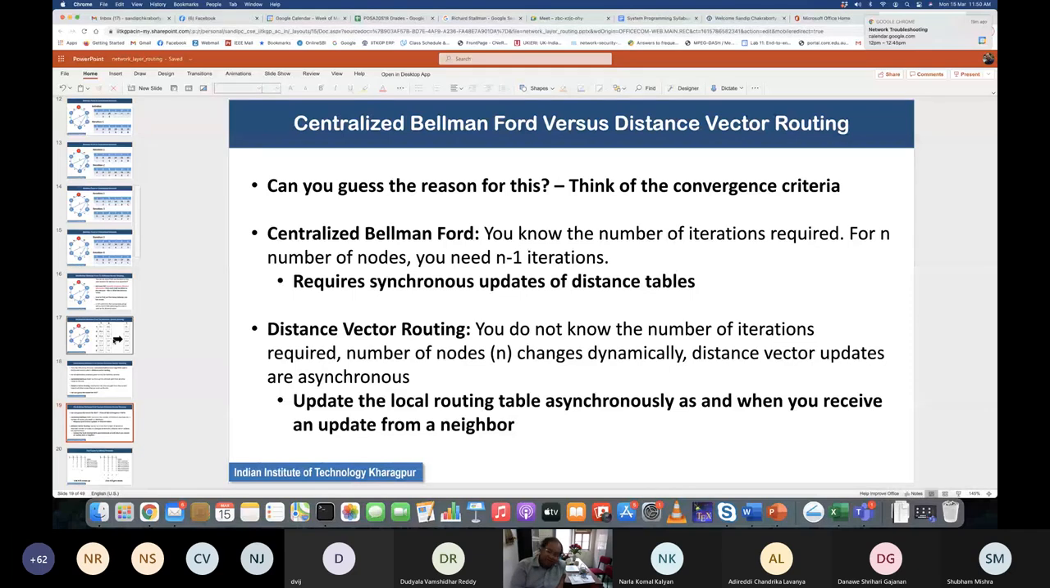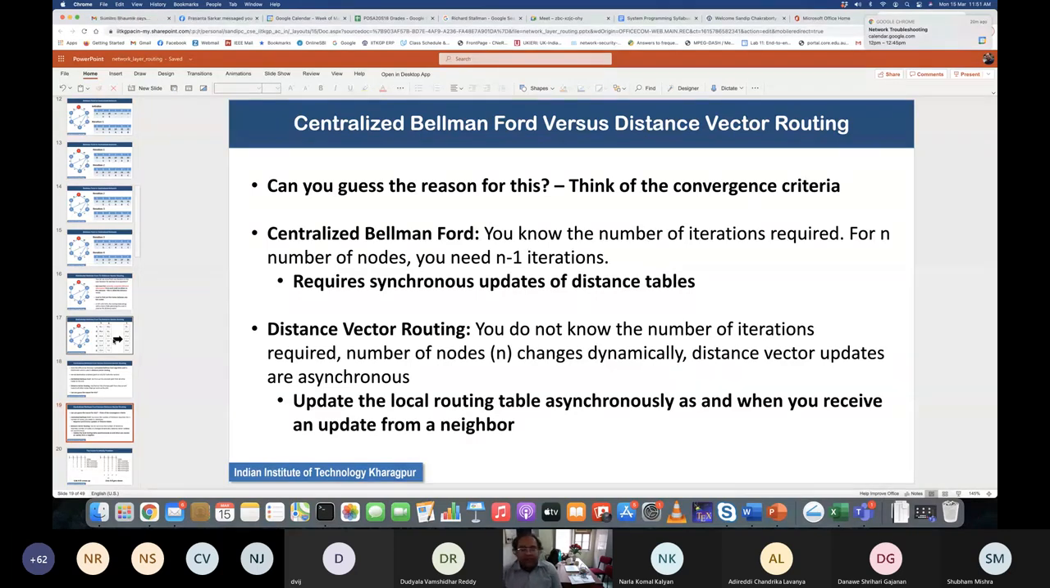Okay, because you have the entire network graph available. When the entire network graph is available, you can just simply take the current information, and based on the current information, you can update to find out the next one. But in case of distance vector routing, or the distributed version of the Bellman-Ford algorithm that we are thinking here, you actually do not know how many iterations are required. Well, because you do not know how many nodes you have in the network. And the number of nodes in the network may change dynamically. You can switch on a new machine, or you can switch off a machine. Okay, so that kind of changes you can do.